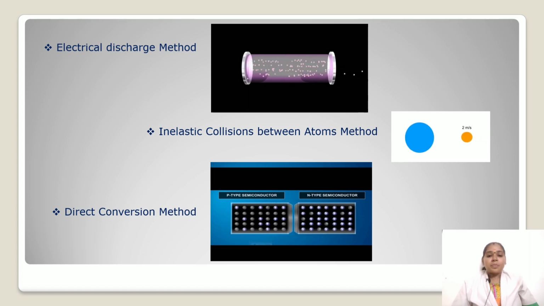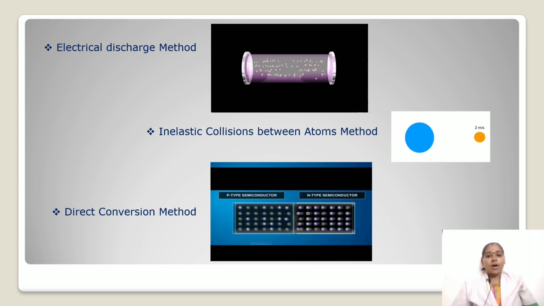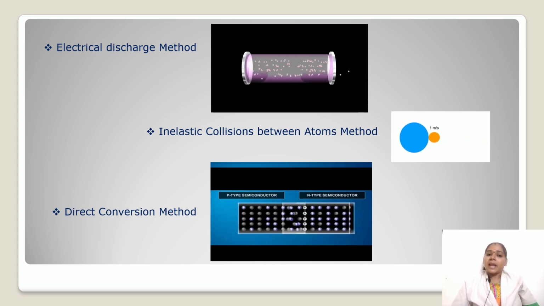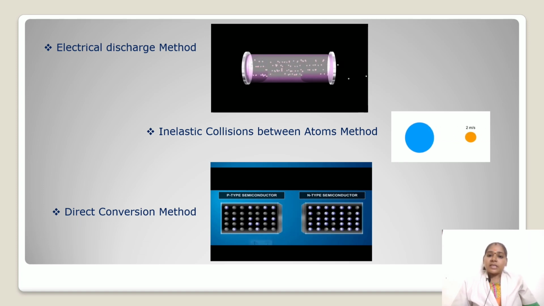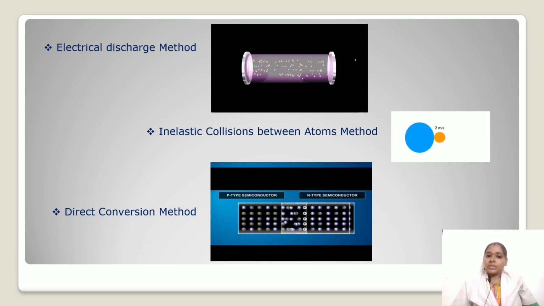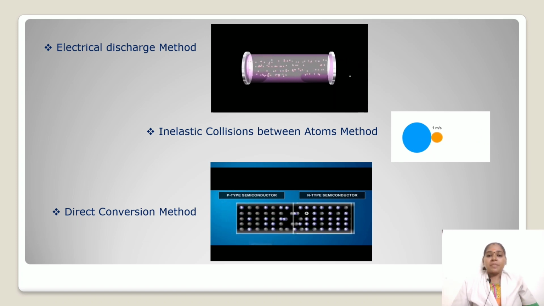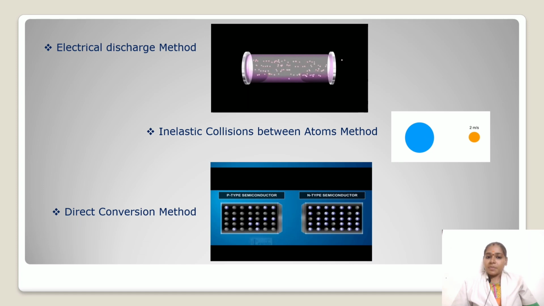This results in population inversion. This method of pumping is used in gas lasers like the carbon dioxide laser or argon laser. Then, the inelastic collisions between atoms method. Atoms exchange their energies with each other by inelastic collisions and get excited due to the additional absorbed energy. Example, helium neon laser.